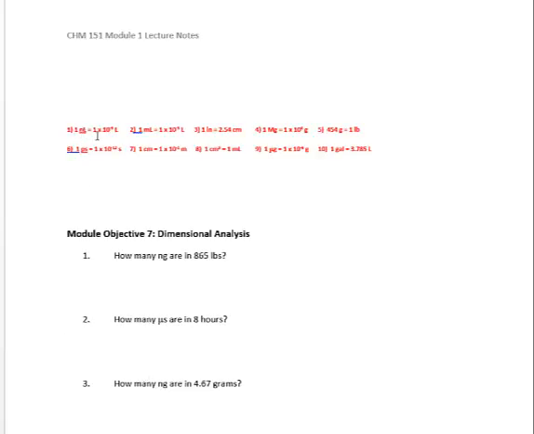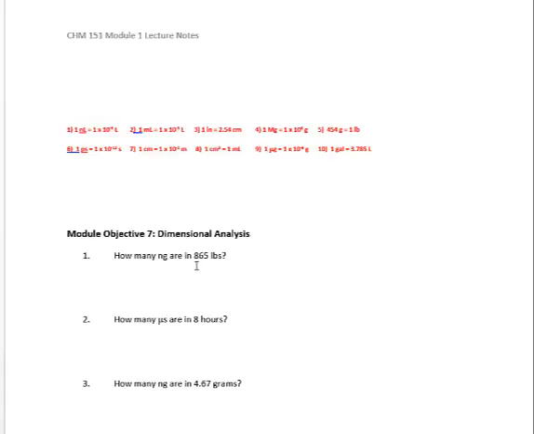So 1 nanoliter equals 1 times 10 to the minus 3 liter, 1 milliliter equals 1 times 10 to the minus 3 liter, 1 inch is equal to 2.54 centimeters, 1 megagram equals 1 times 10 to the 6 gram, 454 grams is 1 pound, 1 picosecond is 1 times 10 to the minus 12 second, 1 centimeter is 1 times 10 to the minus 2 meter, 1 centimeter cubed is 1 milliliter, 1 microgram equals 1 times 10 to the minus 6 gram, 1 gallon equals 3.785 liters.